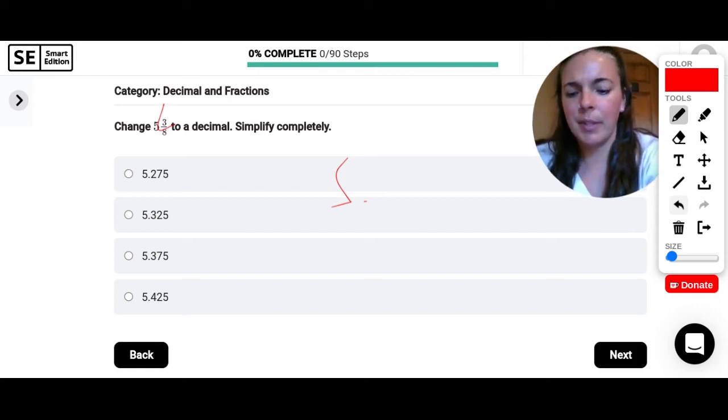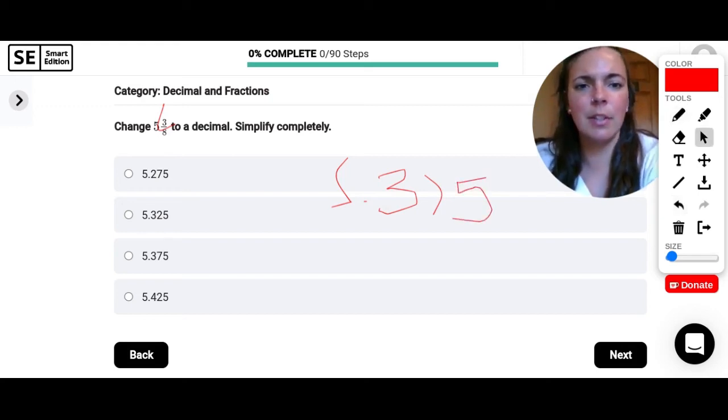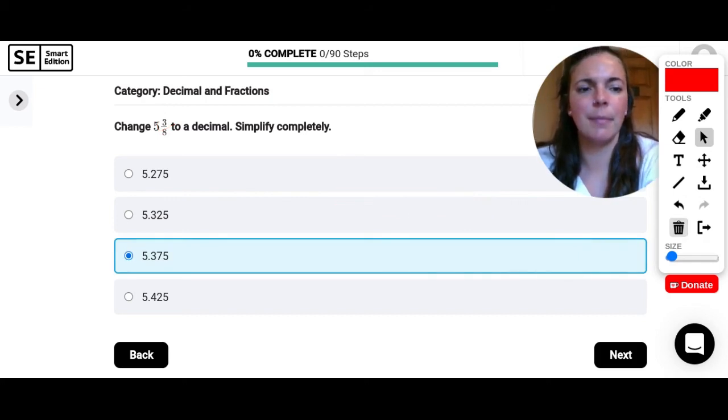So 3 divided by 8. If I plug that in my calculator, I get 0.375. So 5.375. Let's see, and it looks like that is our third option, 5.375.